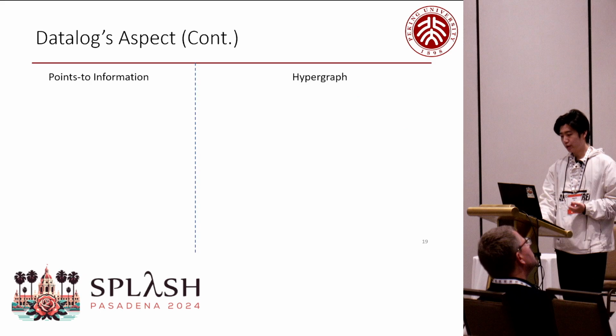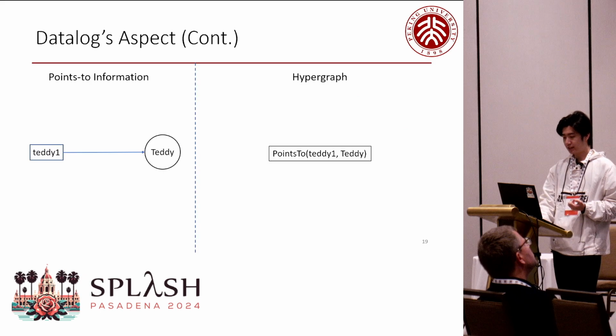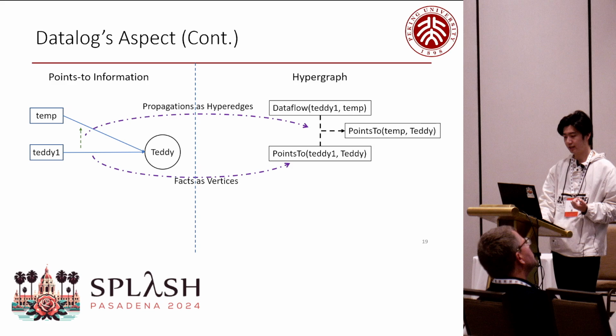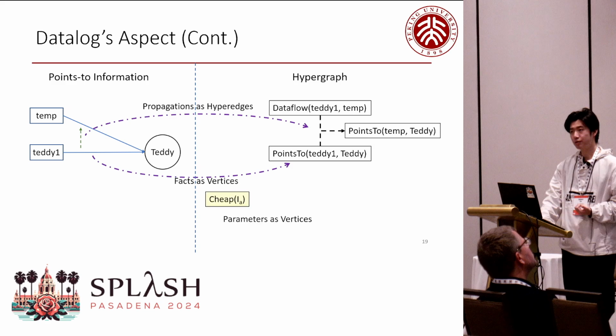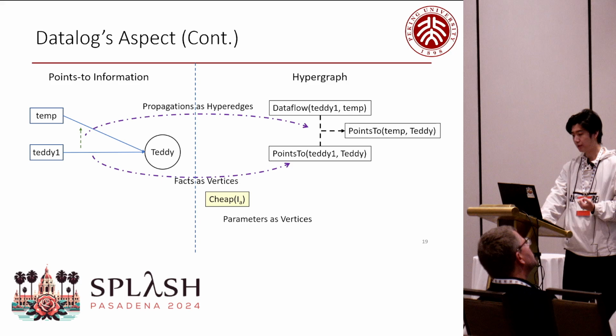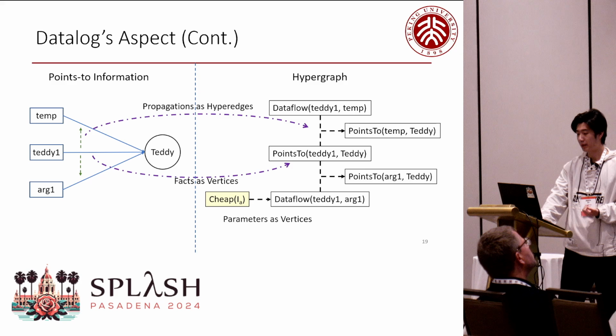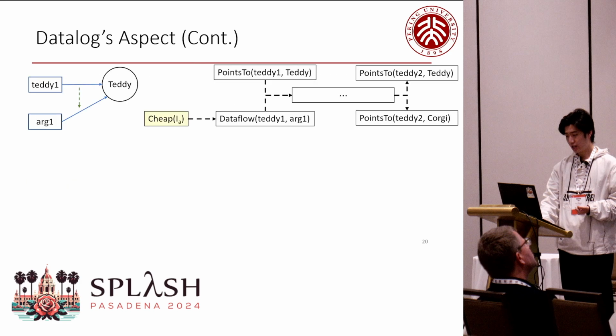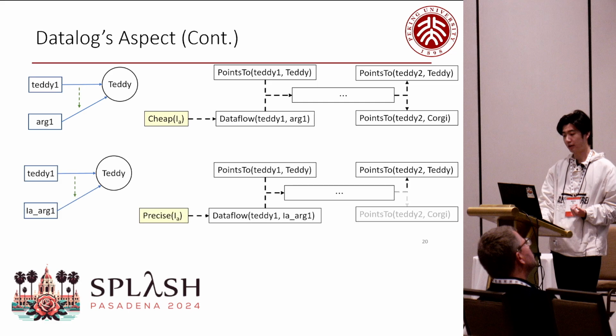Datalog will treat points-to facts as vertices and treat the propagation between facts as hyperedges. Those abstraction parameters will be represented as vertices as well. And the Datalog engine will calculate new tuples based on the rules we mentioned before until it reaches a fixed point. Therefore, selecting different parameters will affect the rules applied and then affect the precision and the result of our analysis.